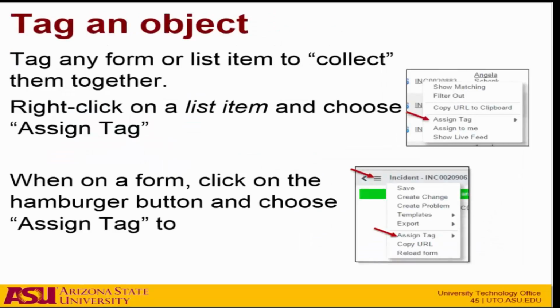And be able to tag an object. If you're in a list, you can right-click on any item and say Assign Tag, and it'll bring up all of the different tags that you've used, and you can click on any one of those tags and it will collect those records for you in the content pane so that you can see them all in one place.